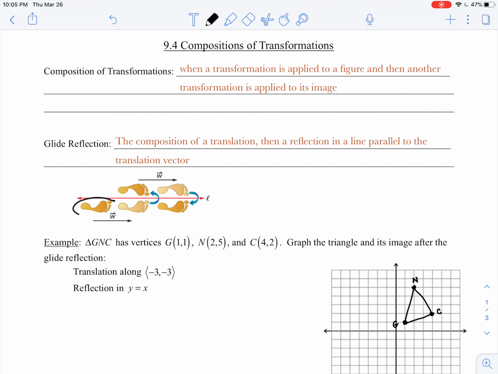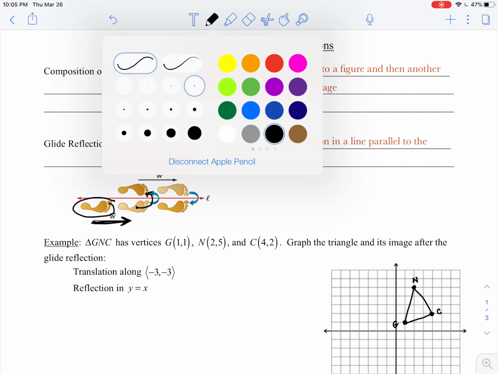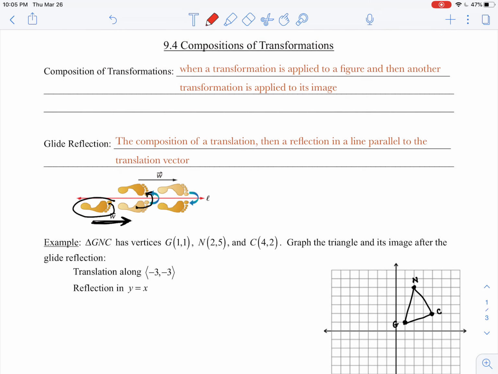Imagine starting with the foot all the way on the bottom left here. If you were to take this and slide your foot forward for the glide along the translation, and then take that image where your foot is now and flip it over, so reflect it over this line parallel to your translation vector. So these two lines, the line of reflection and the translation vector, have to be parallel in a glide reflection.